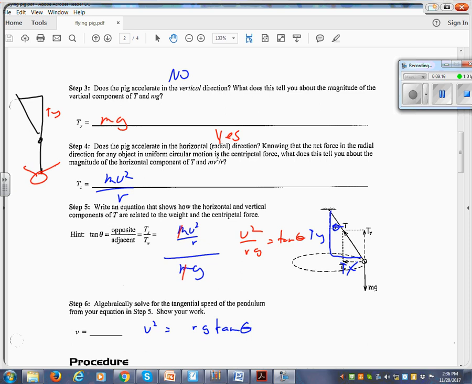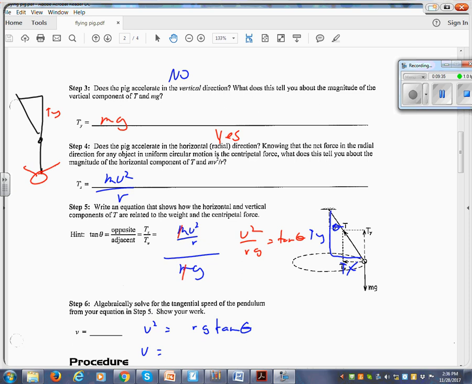What would you say? RG tan theta. Is that actually true? It's like the thing with the pig. If you ever find yourself saying, is that actually true? Good chance it's not. Especially if I'm in the room. Yeah. So V equals what?